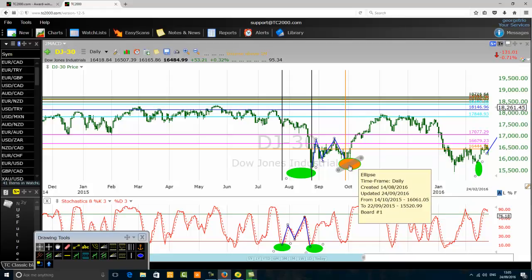But the gorgeousness of this stochastic pattern is that it's alerting us, helping us to have a bit of an idea what is likely to take place. But it does not mean that the price will definitely confirm the pattern. The price may not confirm the pattern. However, if the price confirms the pattern, we have an edge and we have a higher probability bullish trading setup.